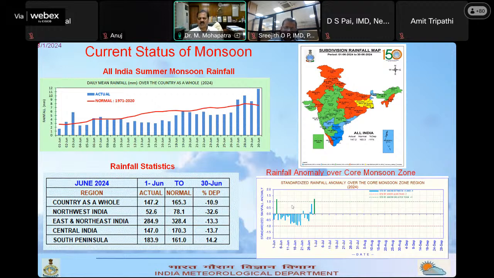The diagram below is the rainfall anomaly over the monsoon core zone, that is over Central India. You're going to find that Central India rainfall on most of the days was below normal, except the last 2 to 3 days in the month of June, and initially 1 or 2 days where it was above normal.